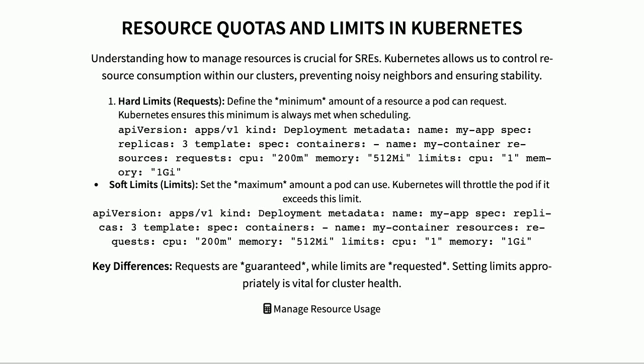Then there are limits which define the maximum usage. If a pod tries to go over its limit, Kubernetes will throttle it down. It's important to set these correctly. Too low and your applications won't perform well, too high and you risk impacting other pods in the cluster.